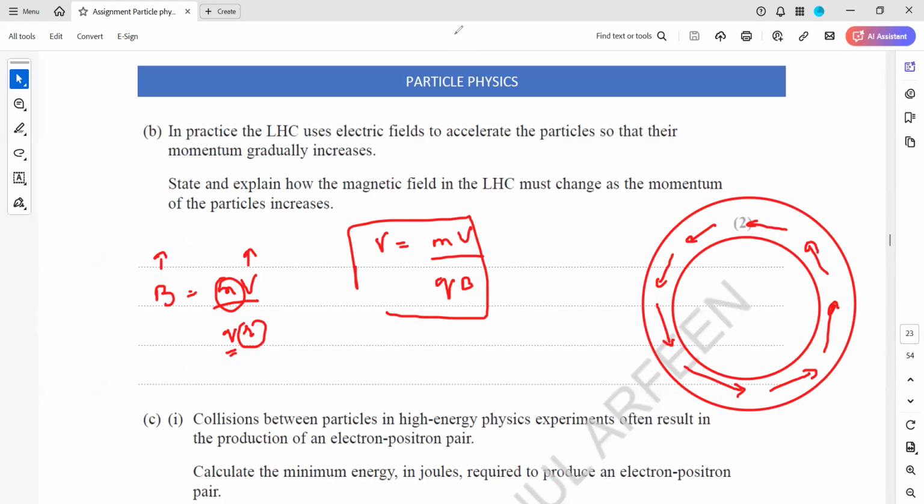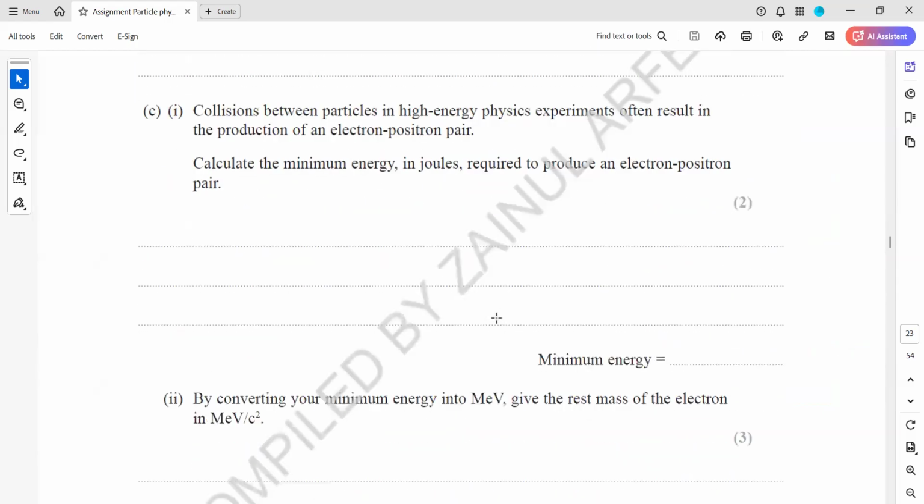In each section of this tunnel, each section of this Large Hadron Collider, we will use different magnetic fields, and in each section the magnetic field will increase so that the particle will continue to rotate in the same radius. Is it clear? Yes, sir. So we have to increase the magnetic field so that it will move in the same radius.